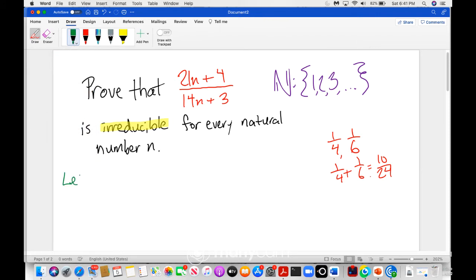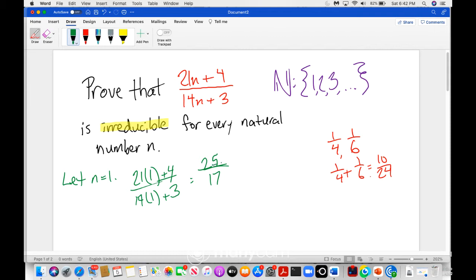So let n equal 1. So now all I have to do is prove that (21 times 1 plus 4) divided by (14 times 1 plus 3), that fraction, is irreducible, 25/17. Well, clearly it is because 17 is a prime number, but if you keep trying numbers out, I think n equals 3 will get you a denominator that is not prime. So how can I show this?